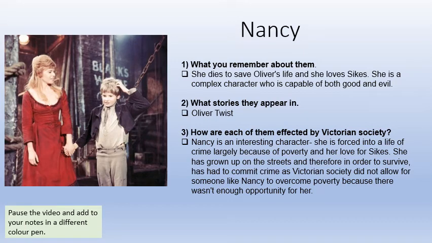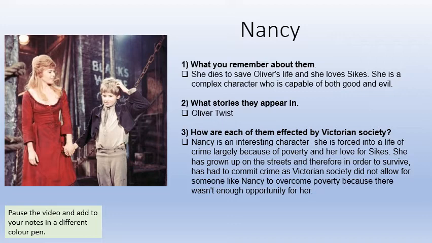Nancy. What do you remember about Nancy? She dies to save Oliver's life and she loves Sikes. She is a complex character, capable of both good and evil. What story does she appear in? Oliver Twist. How is each of them affected by Victorian society?